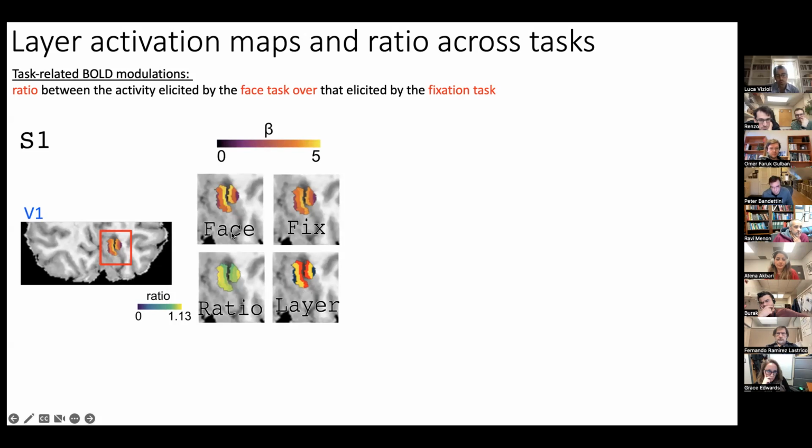On the top row, we have the activity elicited by the phase task and the fixation task. At the bottom left, we have the ratio between these two. Warm colors, yellow, mean a higher ratio, and cooler colors, blue, mean a lower ratio. We can see that for this specific subject in V1, this ratio is largest in the inner layer, so closer to the white matter.